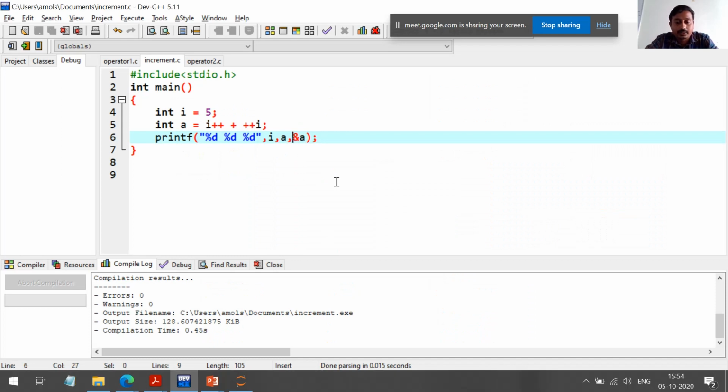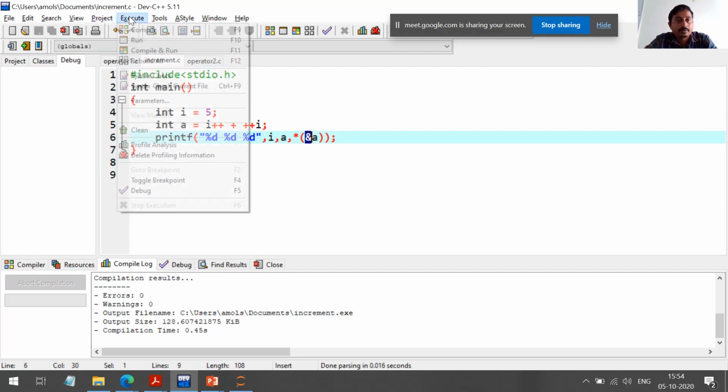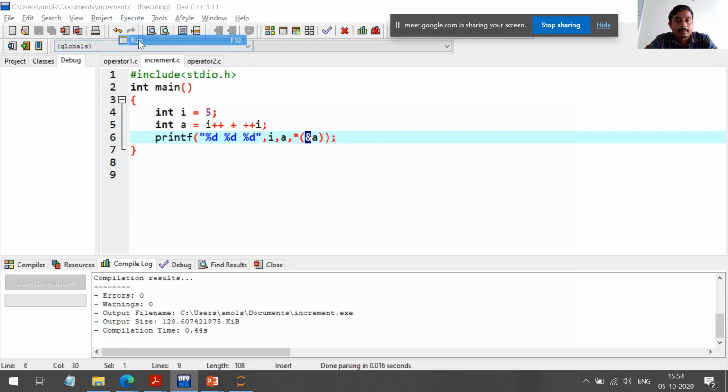So what I can do, I can put a star here. What will happen? What I am trying to achieve here is to get the value at this address. So it would be the value of A only, right? So we should get a 12. Yes, we are getting a 12.